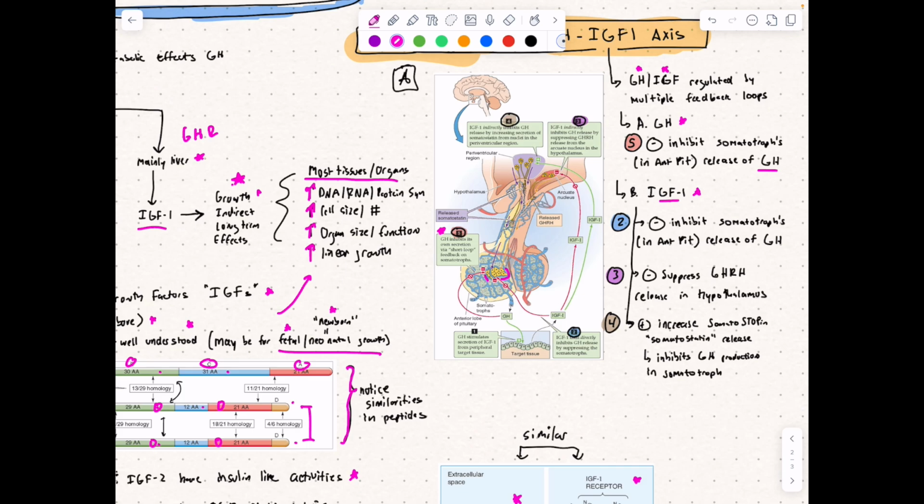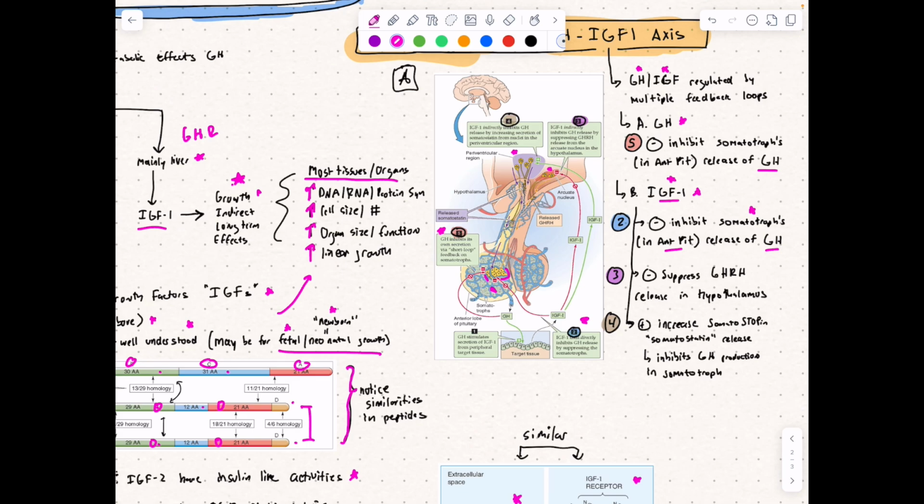And then insulin-like growth factor is going to directly inhibit the release of growth hormone on these somatotrophs in the anterior pituitary, which we see here. That's this step. But then insulin-like growth factor is also going to act on the arcuate nucleus we talked about, and then the periventricular region to overall inhibit the release of growth hormone.